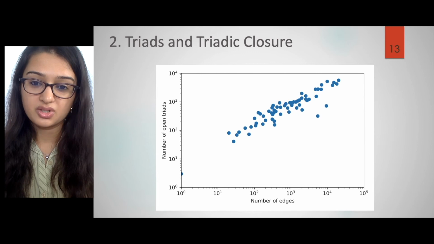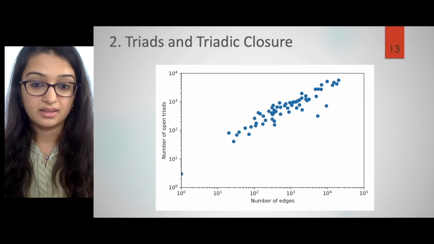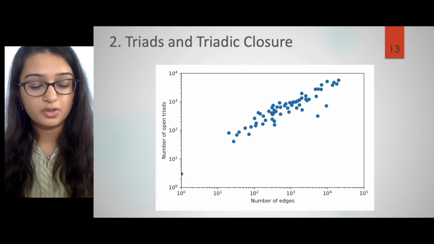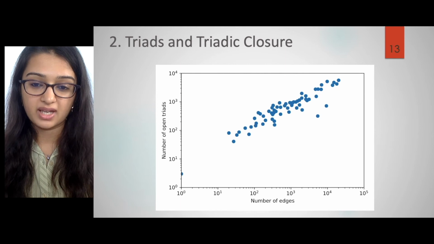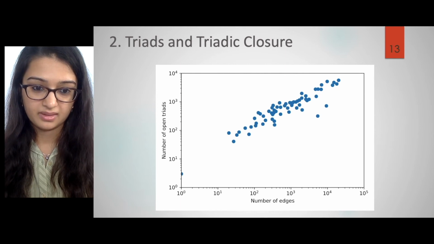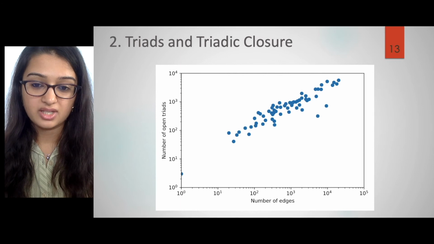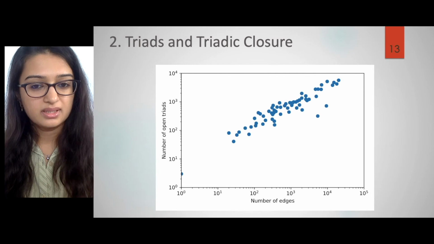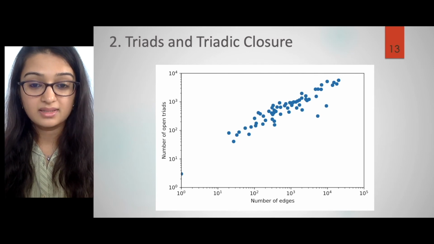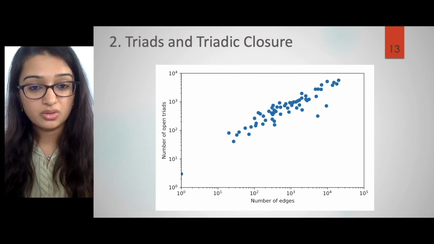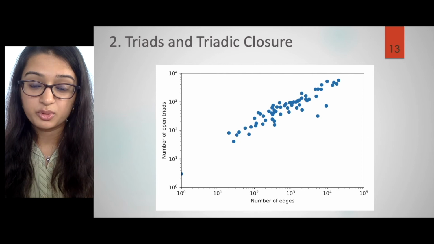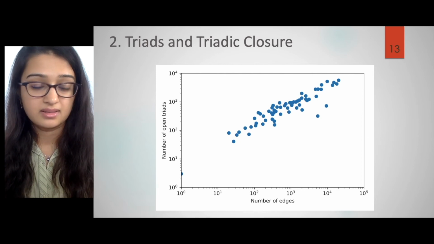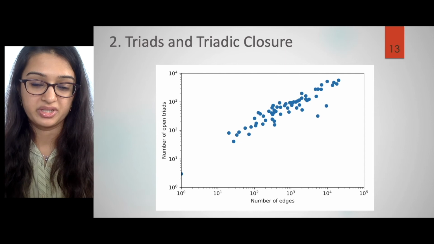To determine the potential for triadic closure in issue traceability tasks, we looked at the number of open triads with respect to the number of edges within each project network. We found that as the number of edges or the number of links increased in a project, so did the number of open triads. And this relationship across projects is exponential. This shows that triadic closure has a lot of potential for traceability tasks such as link type prediction.